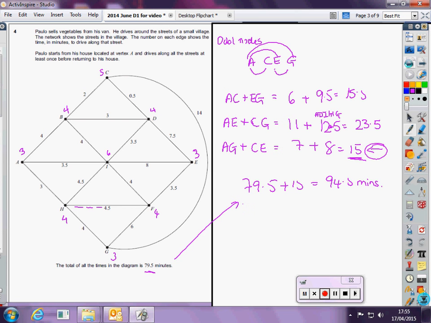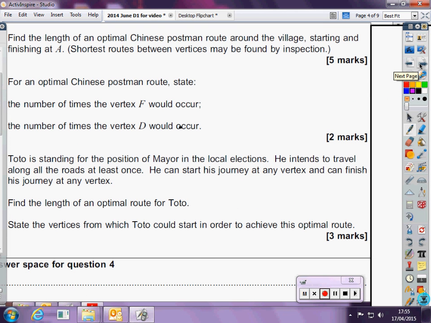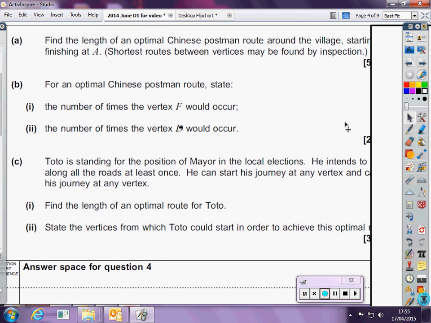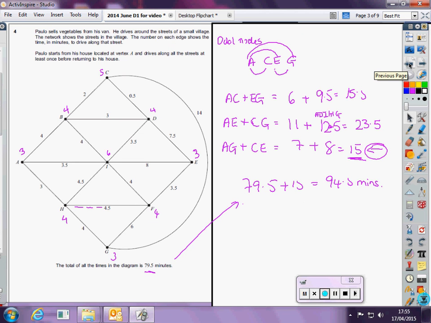Second part of the question. Oh, no, there it is. Let's have a look. So B: find the length of the Chinese postman from A. Shortest routes between the vertices may be found by inspection, so it's giving you a hint there's probably a nasty one. For an optimal Chinese postman route, find the number of times the vertex F would occur and the vertex D would occur. So from this one that was our optimal, A to G was going from, let's get the pen, different colour now.